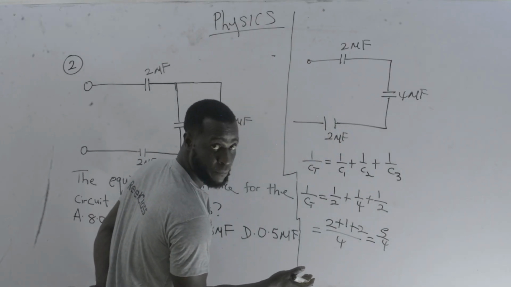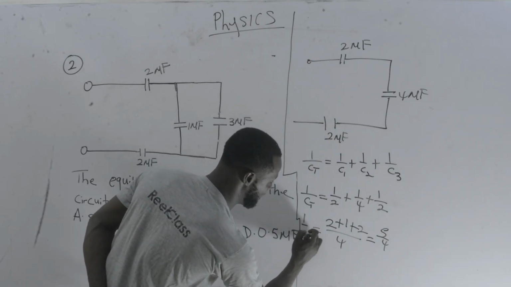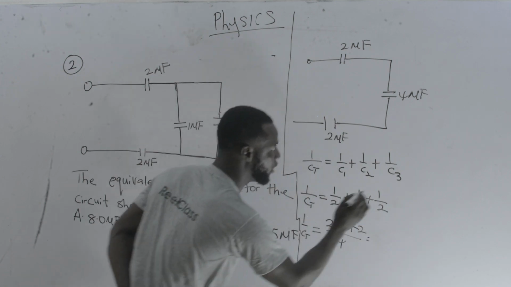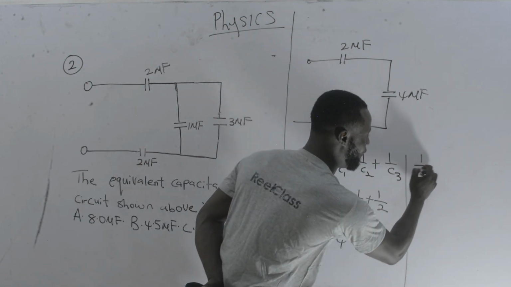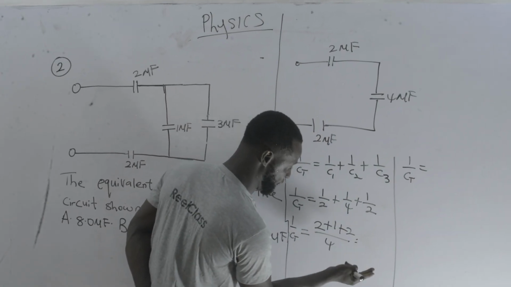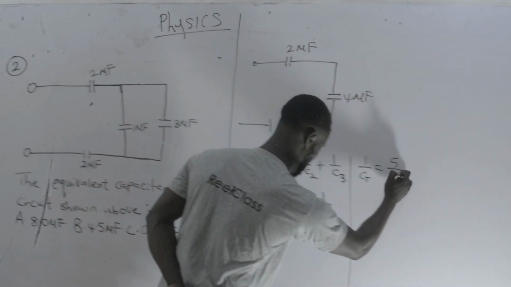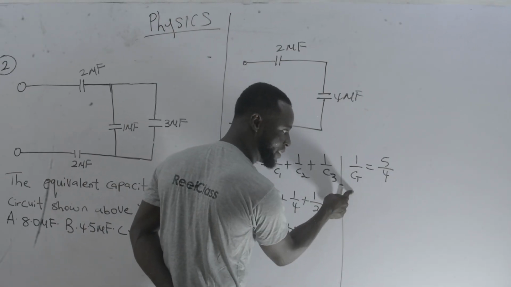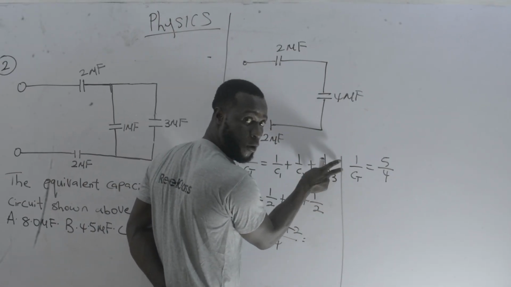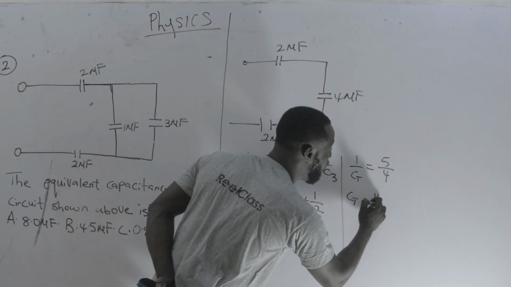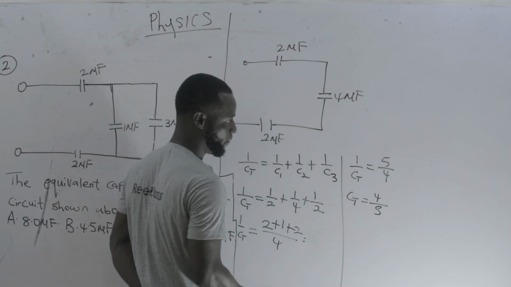But I'm not going to stop here because this is 1 over C total. Let me just write it down here so that somebody will not be confused. I will have 1 over C total is equal to 3 plus 2, that is 5. So I'll have 5 over 4. Then I'm looking for C total, not 1 over C total. I have to turn this around. And if I do that, I'm going to have C total is equal to 4 over 5.